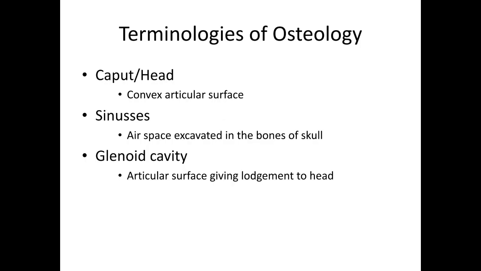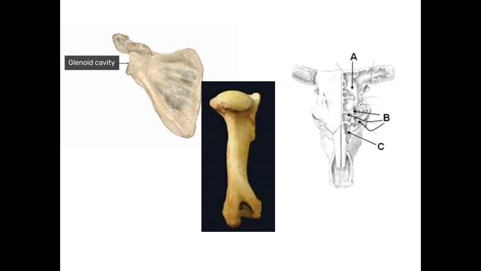Others are the caput or head, a convex articular surface; sinuses, air spaces excavated in the bones of the skull; and the glenoid cavity, an articular surface giving lodgement to a head. Here you can see the glenoid cavity in the scapula for the lodgement of the head of the humerus, and here you can see the head or caput of the femur, head or caput of the humerus, and here are the sinuses in the bones of the skull.